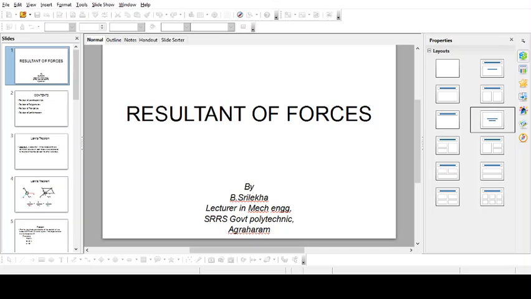Next problem related to Lami's theorem. A weight of 2 kilonewtons is supported by two strings as shown in the figure. Find the tension in the strings. So here you can see a load is hanging downwards, and this load is tied by means of two strings, that is A and C.